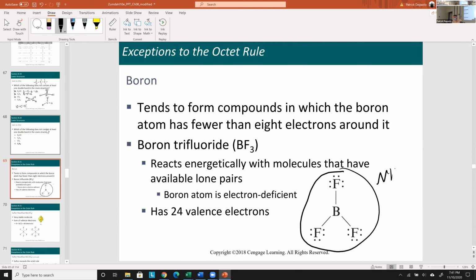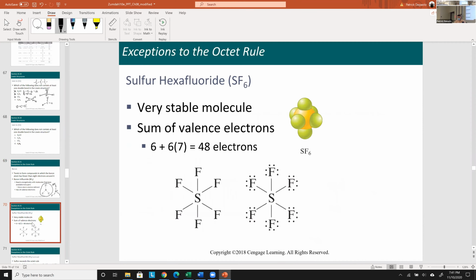An NF3 molecule will satisfy the octet rule because nitrogen also likes 3 bonds, but it will have a lone pair on the nitrogen to make the octet rule valid, but not for boron. Okay, next rule. Sometimes sulfur could have 6. Sulfur hexafluoride is pretty stable, and it likes to have 6.